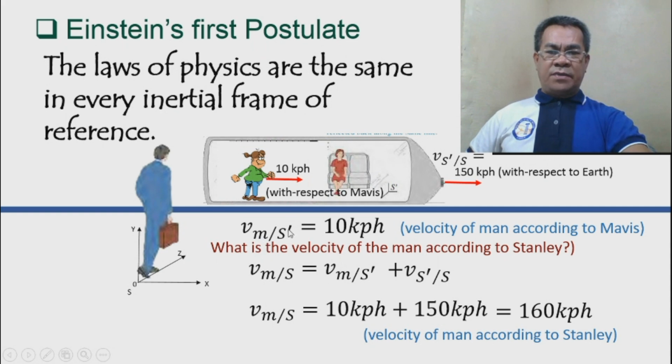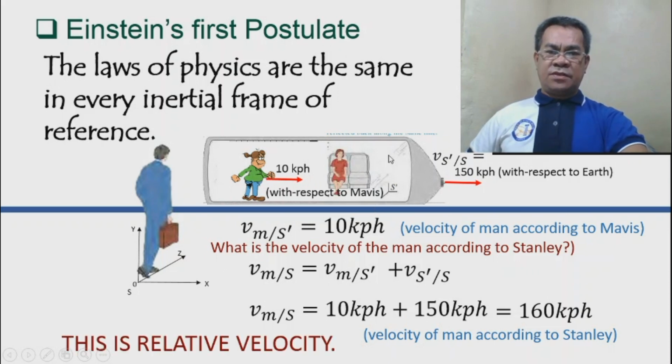Now, what will happen if the direction of the man is in reverse direction? Suppose instead of moving in the direction of the train, this man moves in the opposite direction. So, what will be the answer? By the way, we call this the relative velocity. The velocity is always relative to the observer, and that's the law. This is the first postulate of Einstein. The velocity is always relative to the observer, and the observer should have an inertial frame of reference.